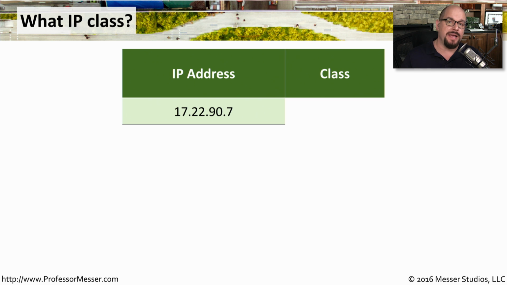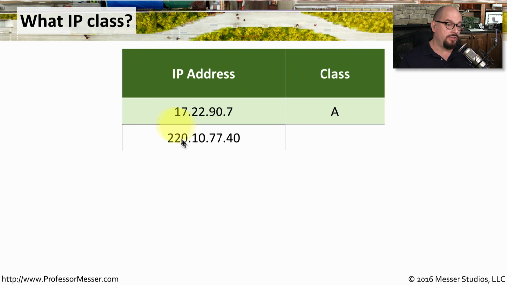Let's look at a number of different IP addresses and determine what class this particular IP address belongs to. Our first one is 17.22.90.7. If we refer back to our chart of IP address classes, we know that if the first octet happens to be a value between 0 and 126, then it is a Class A address.